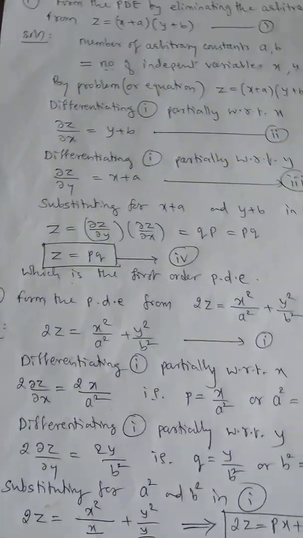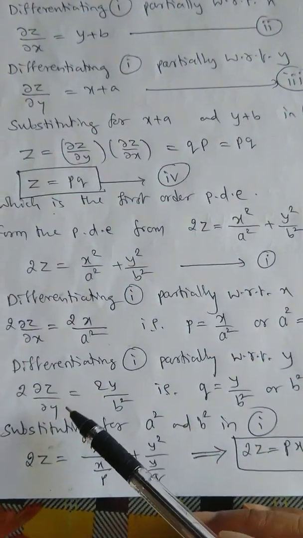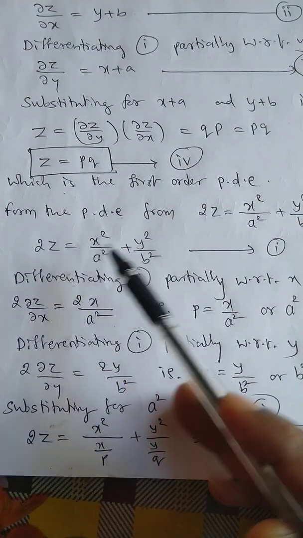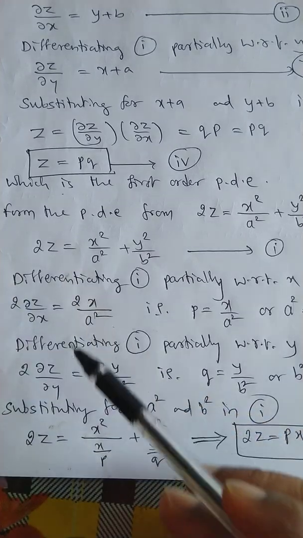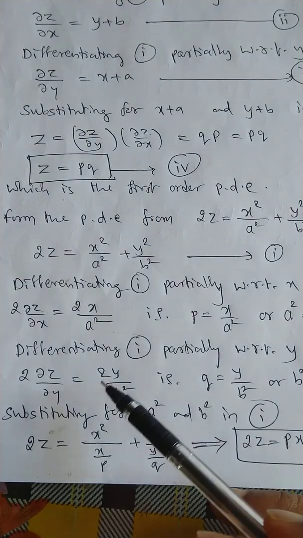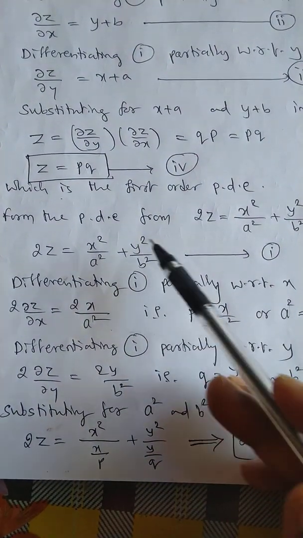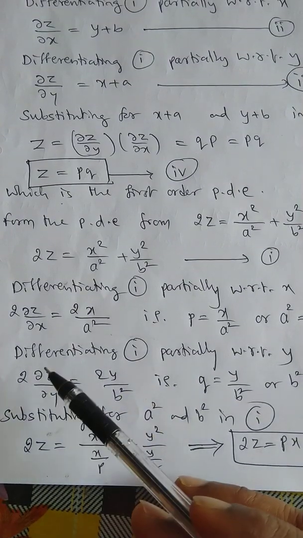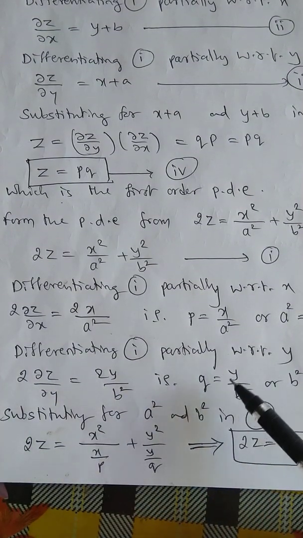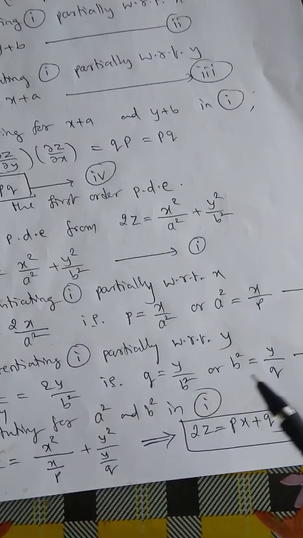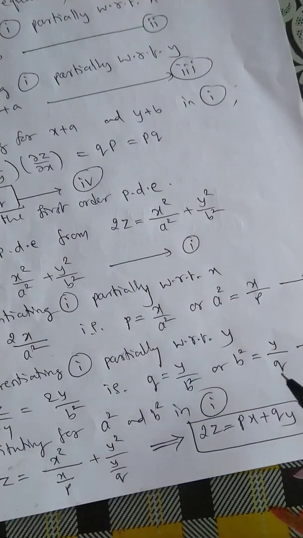Similarly, differentiating 1 partially with respect to y, we have 2 dou z by dou y is equal to, since z is a function of x and y, z can also be differentiated partially with respect to y. So the partial derivative of this with respect to y is 0, plus the partial derivative of this with respect to y is 2y by b square. On both sides the 2 gets cancelled. So dou z by dou y, denoted by q, is equal to y by b square, or from this equation b square is equal to y by q.